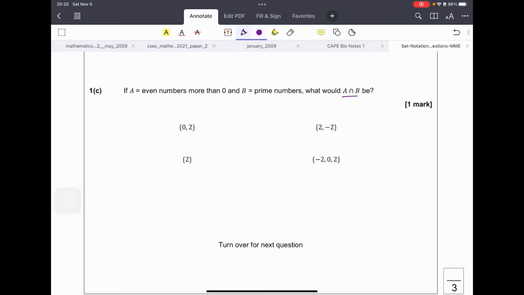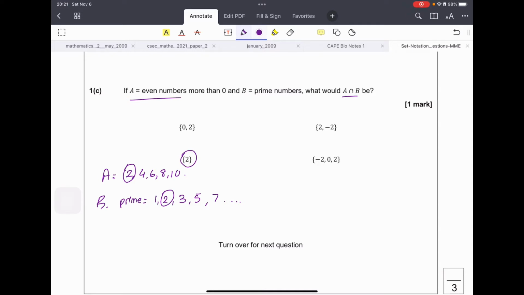Now B, prime numbers. So if we start off prime numbers, right? We have 2 is the first prime number, then we have 3, then we have 5, 7, etc. Now if you realize, 2 is the only prime number that is even. No matter how far down we go, 2 is the only even prime number. Now this is B, right? Now A is even numbers more than 0. So A, 2, 4, 6, 8, 10, go down the road, right? So as you can see, 2 is the only number that belongs to both of them. Therefore the answer will be the set of 2.